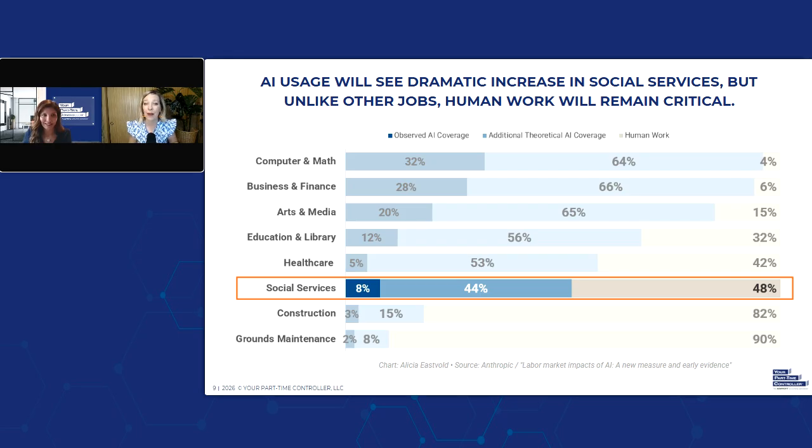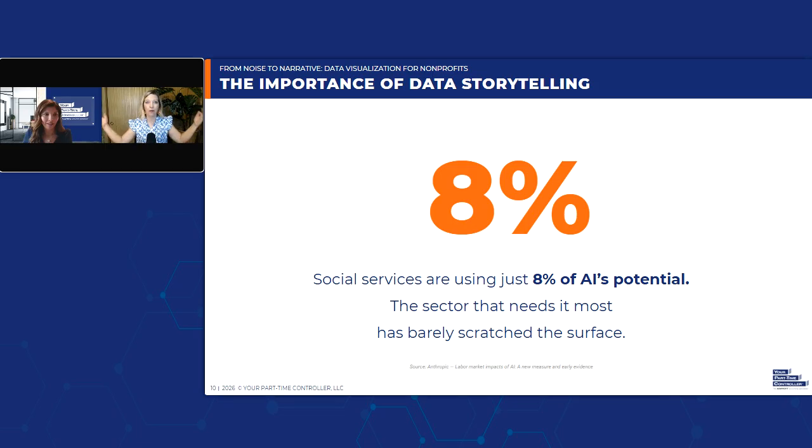We could tell this story a different way. What if we don't need a chart at all? We just need a big number, 8%. That's how much of AI's capability social services is actually using today. And the problem is, this is a sector where many of you are working and where you are at max capacity. You're doing some of the hardest, most human work out there. And if I was to think of a group that needs technology to help with that, this is the place where you would want to leverage it. That's why data storytelling is so important.